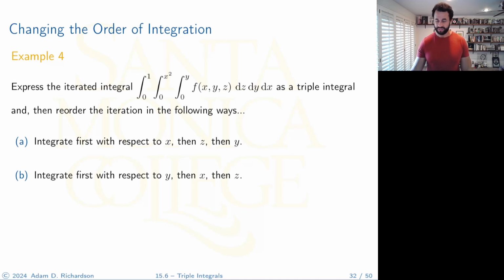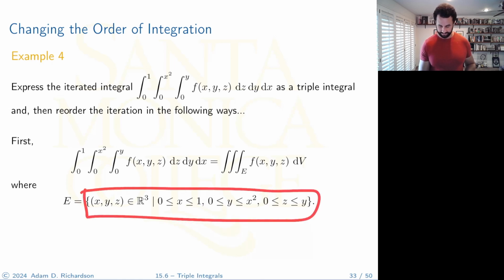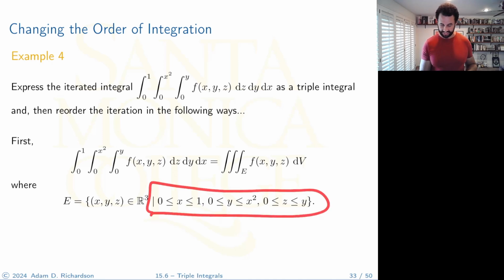Okay, here we go. So the first thing is to, frankly, just write this as a triple integral over a region. That's not so bad. We can rewrite this iterated integral as a triple integral over the region E, where E is described as this region. So x is going between 0 and 1. y is going between 0 and x squared. z is going between 0 and y. There we go. So that is what the region looks like. This is a description of the region itself.